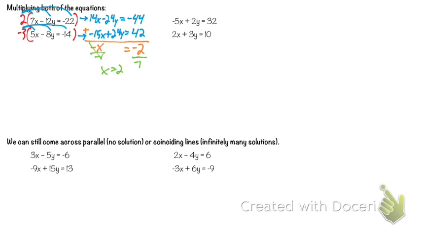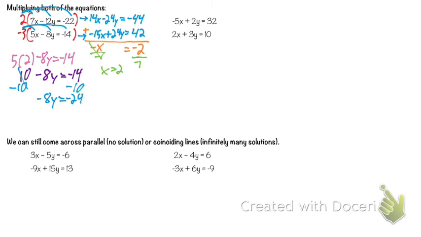Do you guys have a preference? Bottom? Cool beans. Let's plug it into the bottom. Smaller numbers, right? Okay, so 5 times 2 minus 8y equals -14. Everything stays the same except x is 2. What is 5 times 2? 10. 10 minus 8y equals -14. Subtract that 10. -8y is equal to -24.